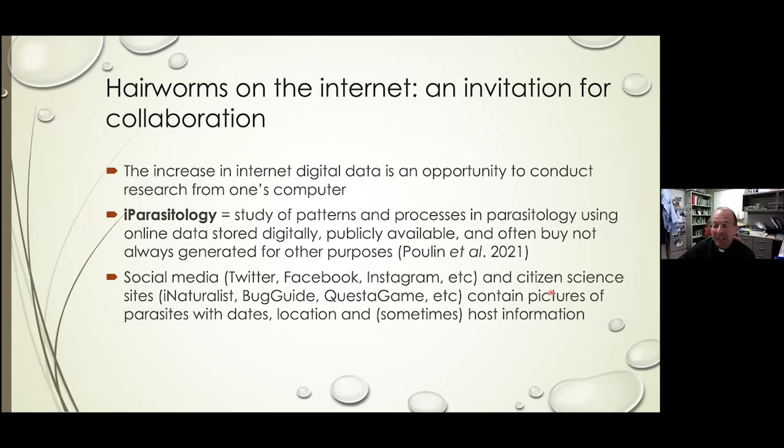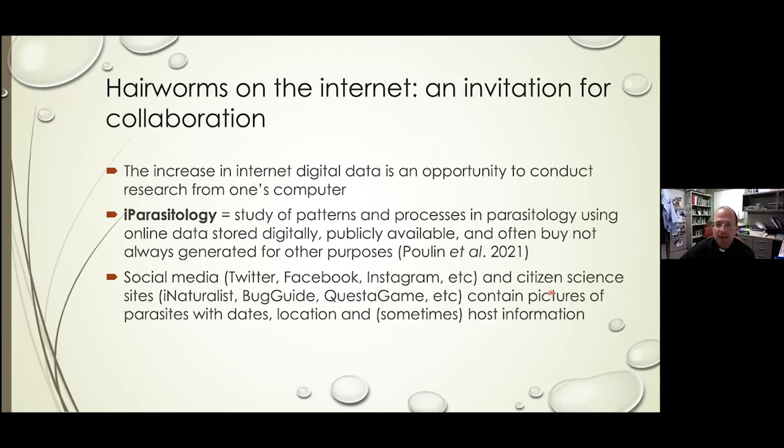On the internet, there's tons of digital data now, and there was an article that came out this past year referring to this idea of eye parasitology. It was a reference to the eye ecology paper that came out, but we're talking about parasites. They define eye parasitology as the study of patterns and processes in parasitology using online data stored digitally, publicly available, and often, but not always, generated for other purposes.